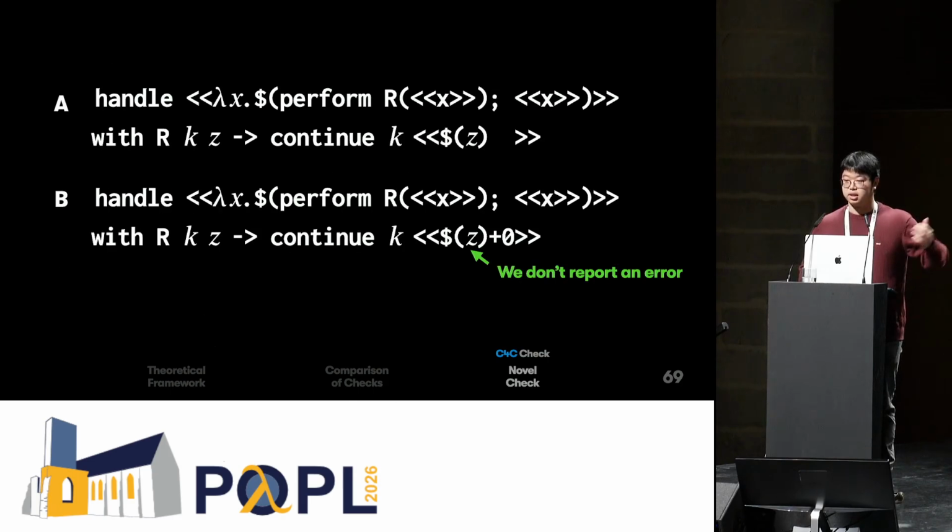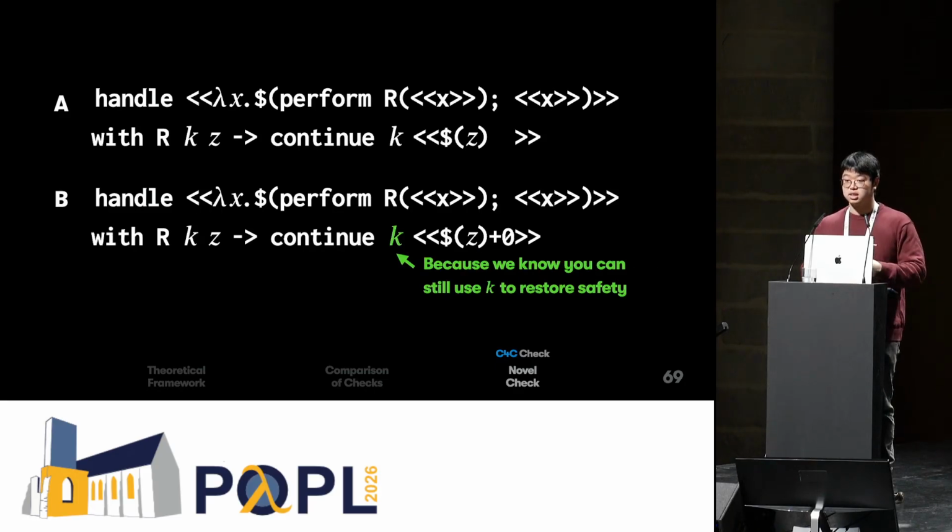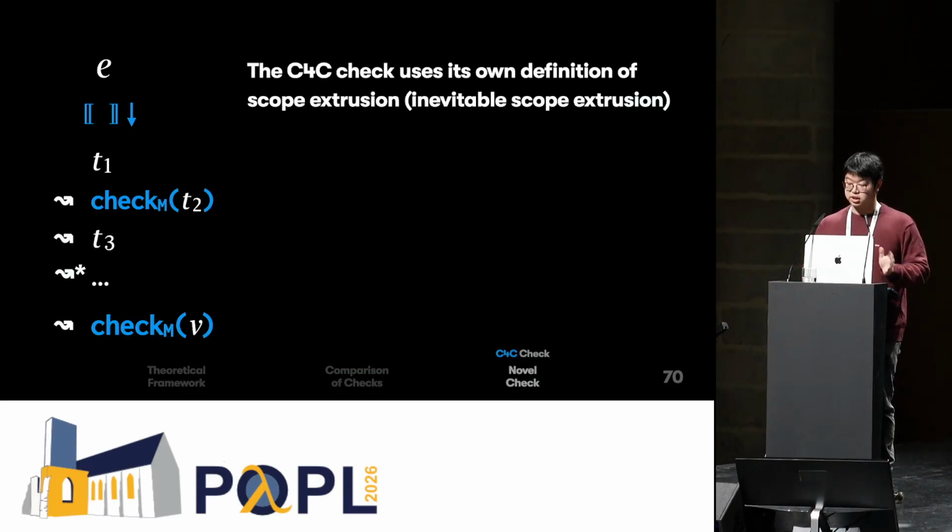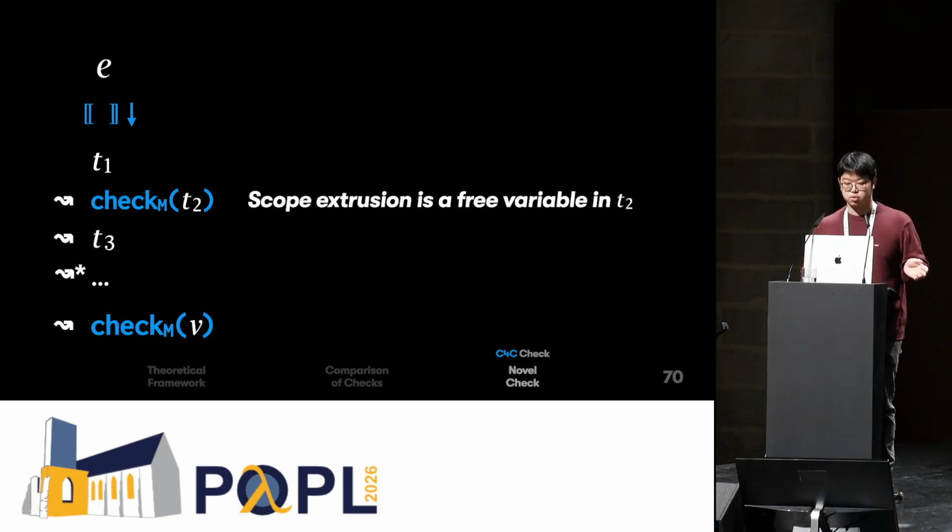And so consequently, in the earlier example, we do not report an error in B, so it doesn't become a false positive, because we see K, and we know that it's still around, and we know you could use it to restore safety. So the C4C check uses its own definition of scope extrusion. Like the eager scope extrusion, it is defined in terms of intermediate states, because you want to report scope extrusion early.